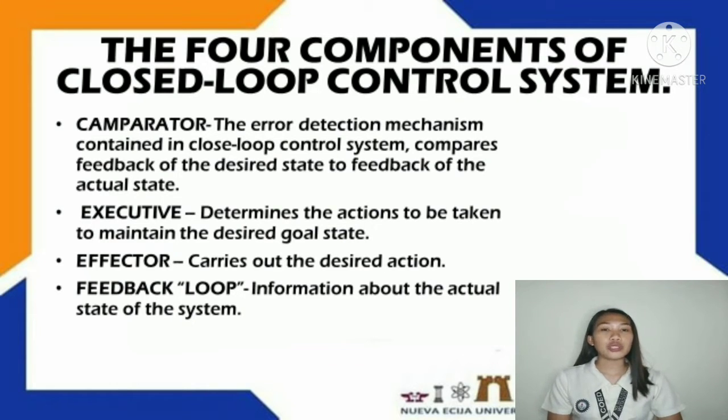Executive determines the actions to be taken to maintain the desired goal or state. Yung executive, ito yung parang control system, kasi ito yung nagpaplano at nagbibigay ng command sa effector. Now, effector carries out the desired action. Effector is responsible for carrying out the plan from the executive. Now, we have feedback. Feedback is the information about the actual state of the system.